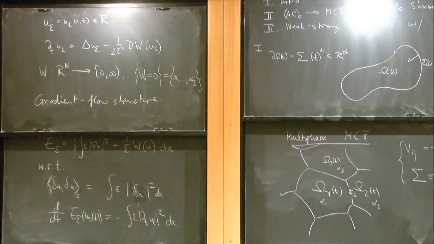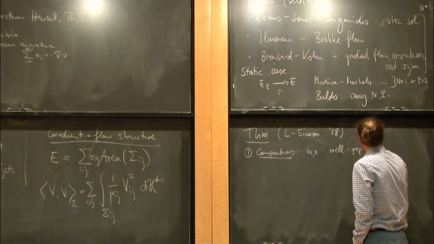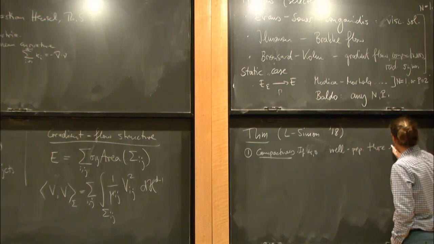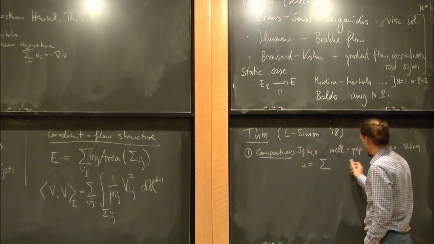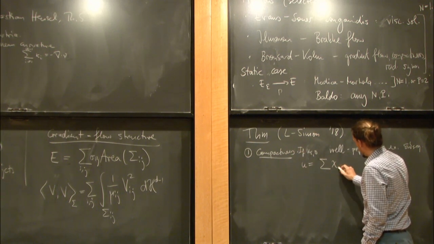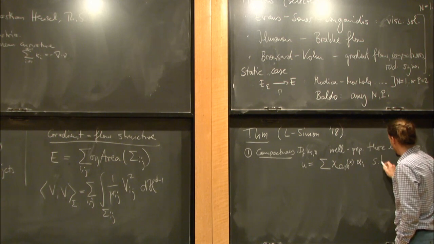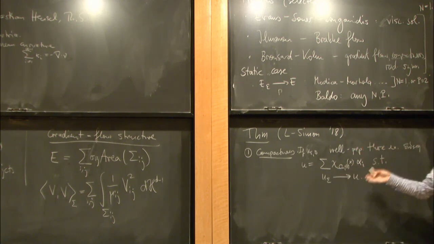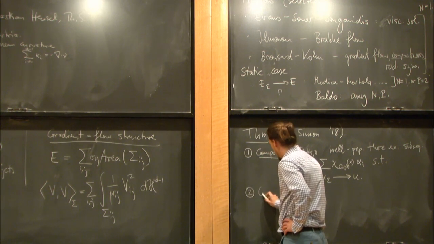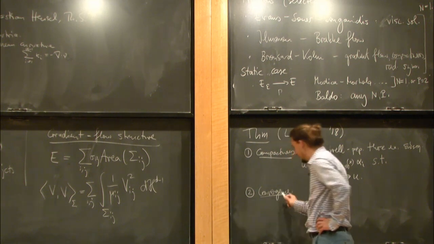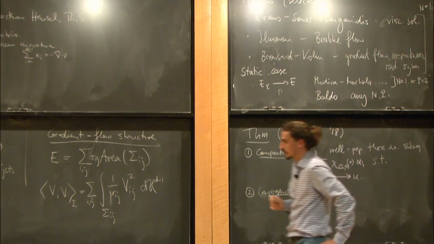So the compactness, that's very simple. Let's say the initial conditions u epsilon zero are well prepared. Then there exists a subsequence and u, which is a function that takes just values in these wells alpha 1 to alpha n. So you can write it as some partition, such that u epsilon converges to u in L2. And then the second part: you get convergence to something, but I always call this convergence. So somehow the limit satisfies the equation. That is really the key point here.